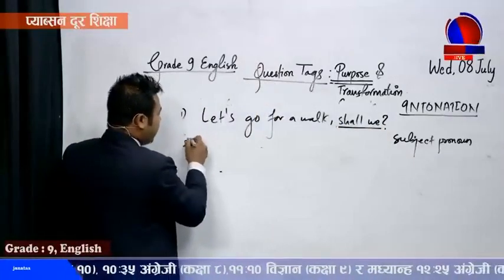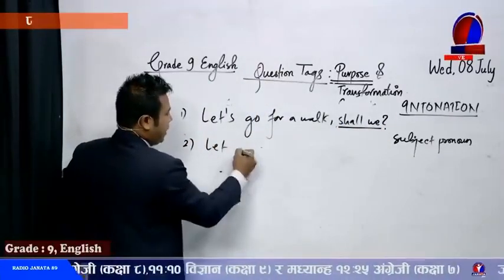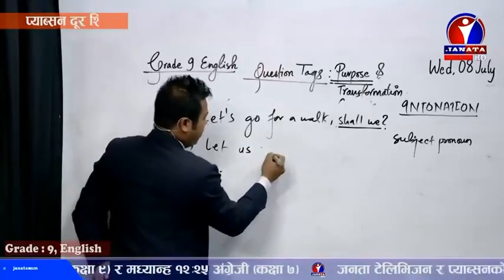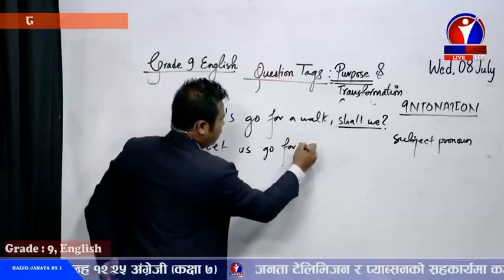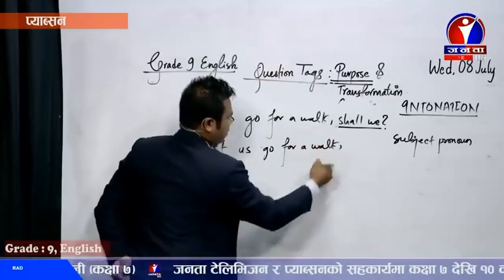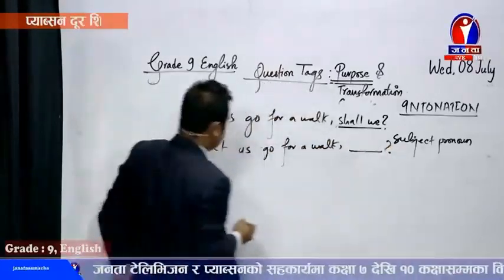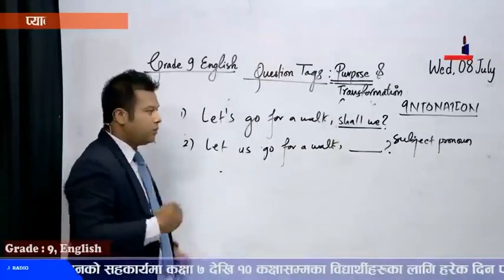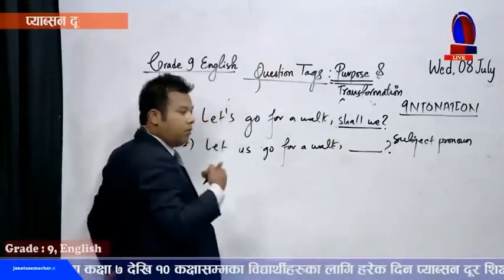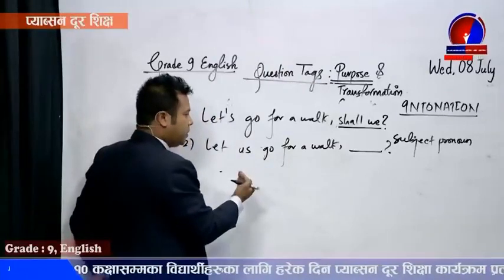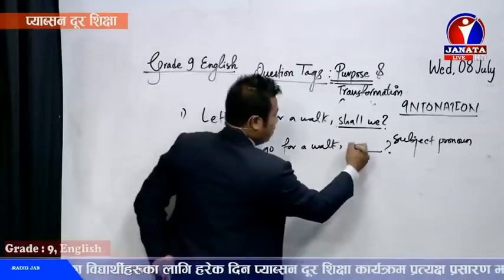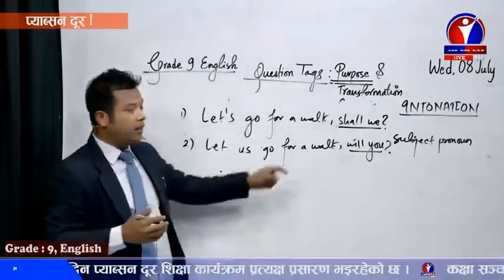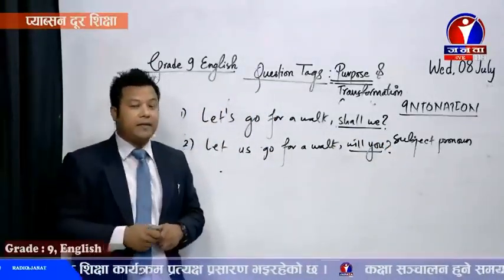But if I make a slight change and write let us instead of let's, let us go for a walk, what happens? Here, I'm asking a kind of permission from somebody. Including me and the others, I'm looking for the permission. So let us go for a walk would become will you? Quite close to the imperative sentence structures that we have studied.